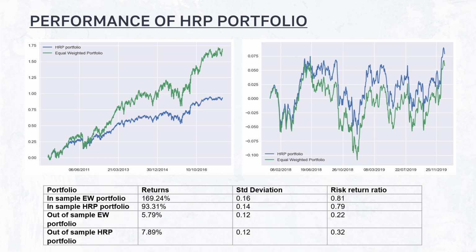From this, we can comment that HRP performs well in sideways market and will remain robust in downtrending market. But in uptrending market, HRP might underperform since low weightage is given to stocks with higher standard deviation, and mostly they are the growth stocks which grow the fastest in an uptrending market.